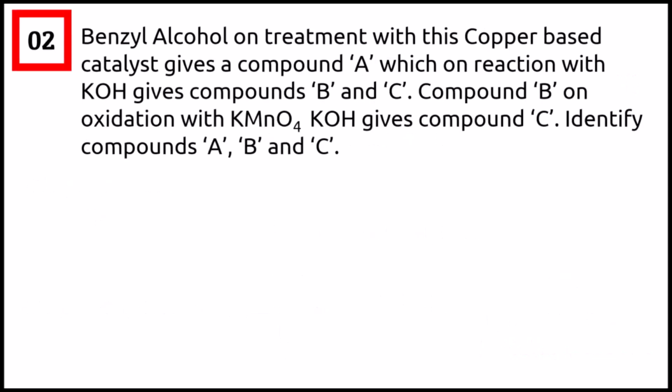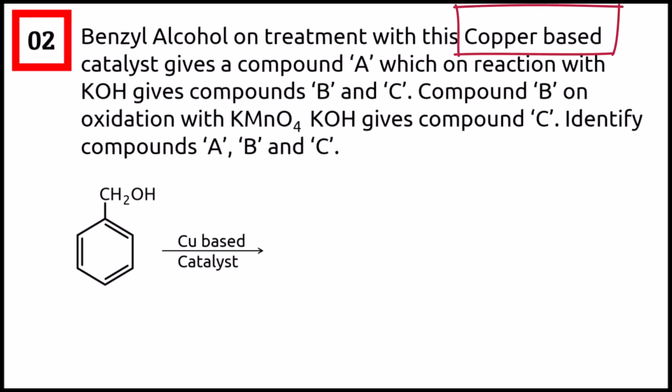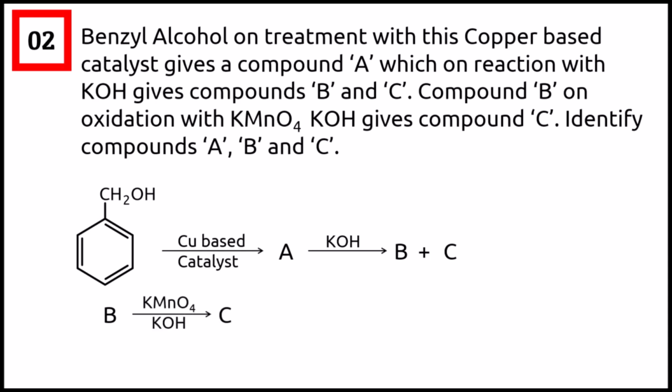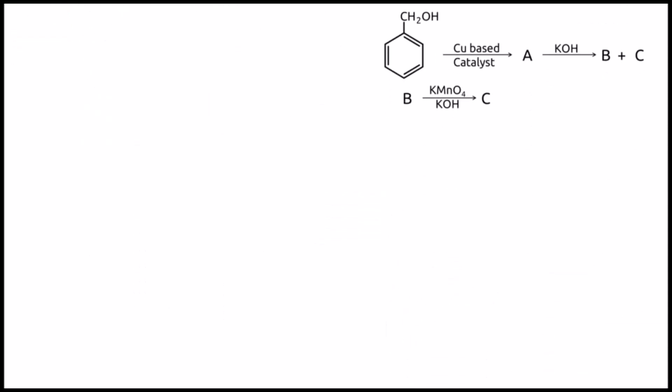Now another question, in which benzyl alcohol is reacted with a copper-based catalyst as per the given information in the question. So it forms compound A, which further reacts with KOH. It gives compounds B and C, and compound B is treated with KMnO4 and KOH. So it forms compound C. This is the reaction path, and we have to identify A, B, and C. It is clearly asked in the question. So follow this reaction path. Let's try to decode it.